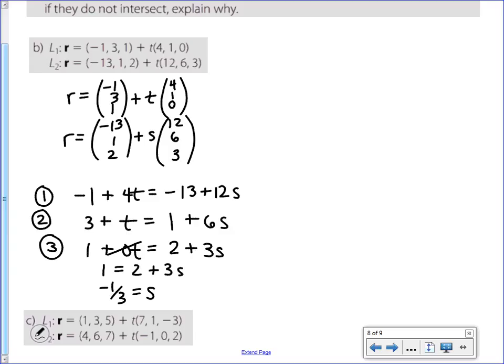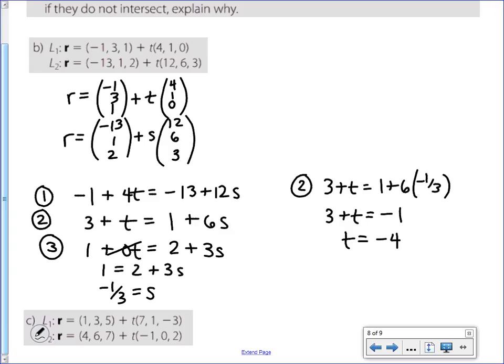I will substitute that back in to solve for t, maybe in the second equation. To label what I'm doing here, 3 plus t equals 1 plus 6, substituting this in for s. So 3 plus t equals 1 minus 2. And t must equal negative 4. All right, so now I've solved for s and t. I'm going to use the first equation, which I haven't touched yet, to check.